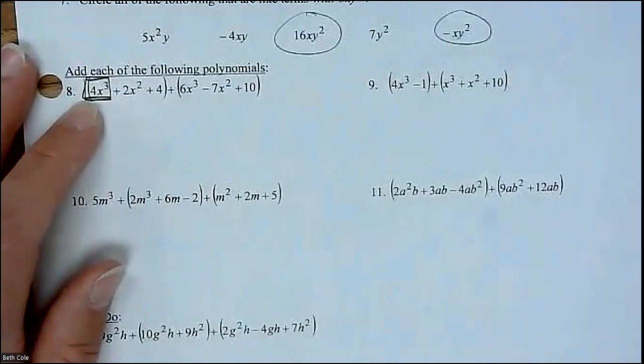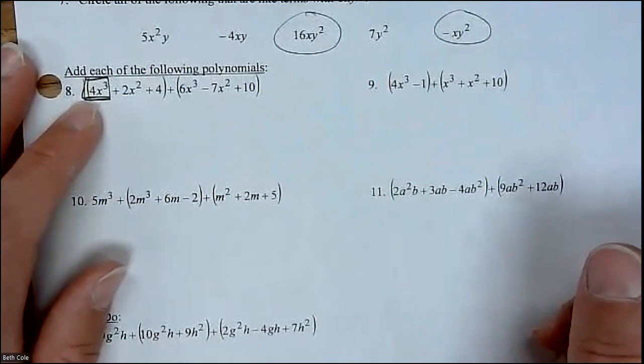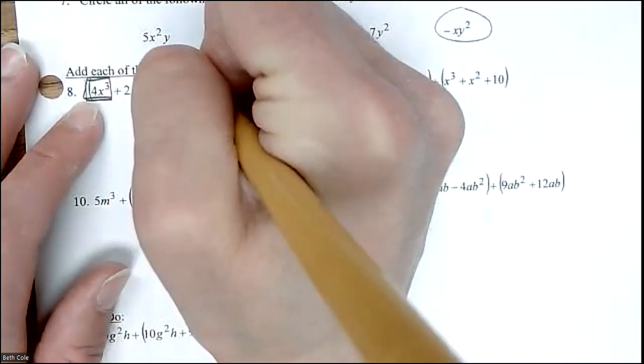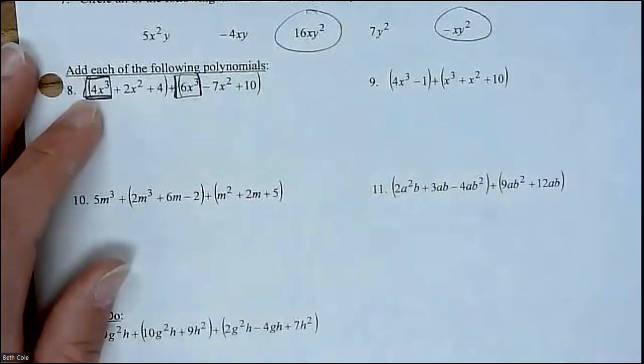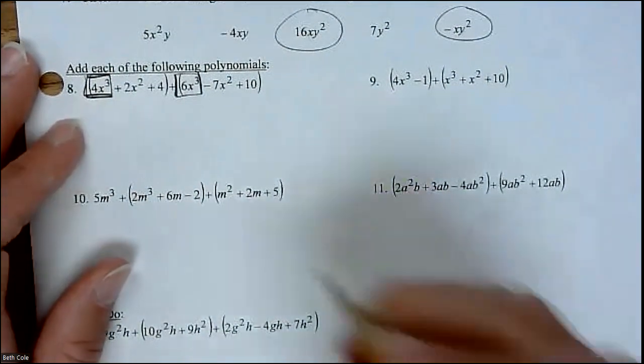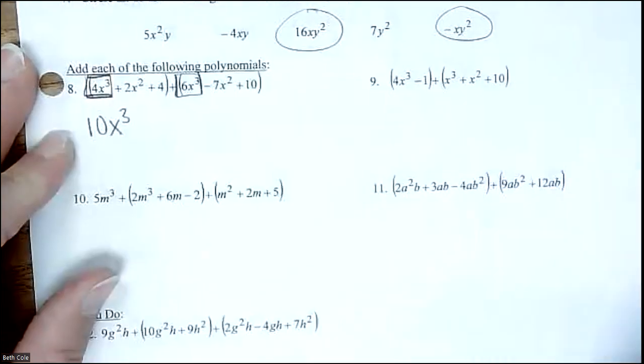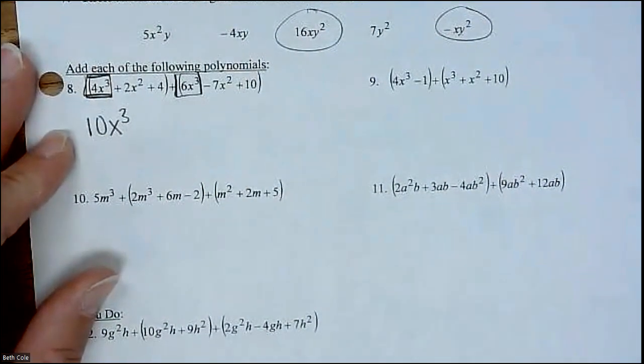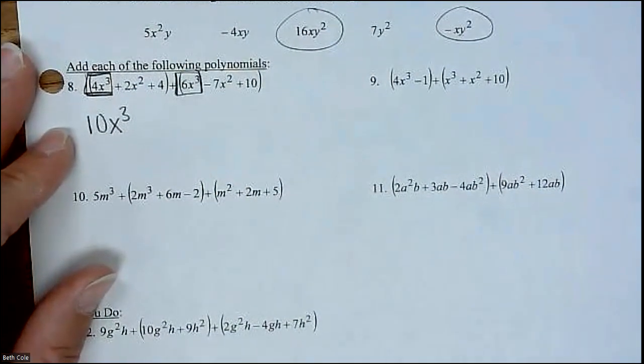Do you see another x cubed? Yes. Which one? 6x cubed. And we're going to add those together. So 4x cubed plus 6x cubed is 10x cubed. You're literally just adding them together. It's like you have 4 apples plus 6 apples. Now you have 10 apples.